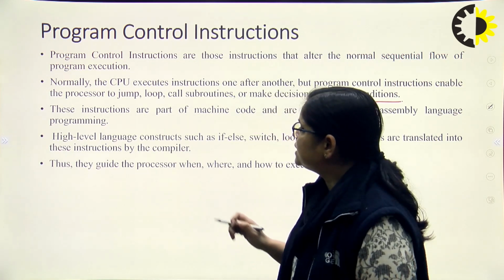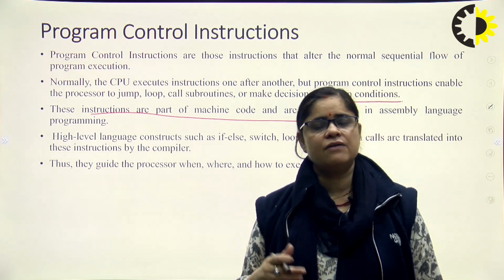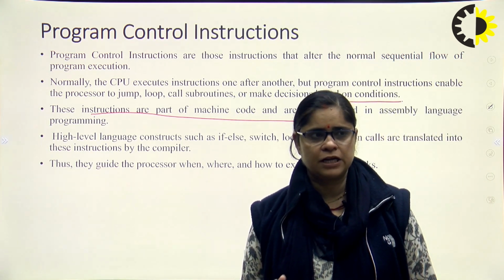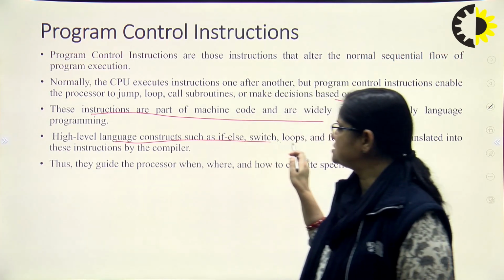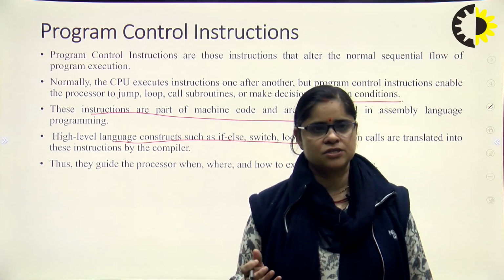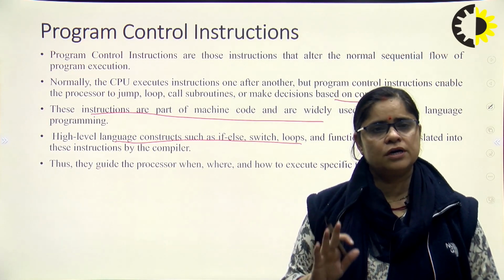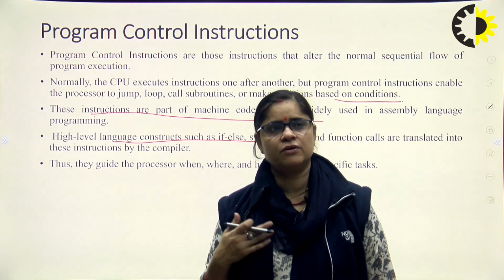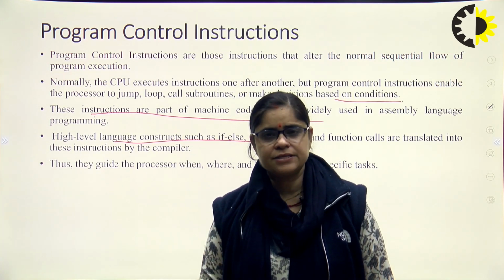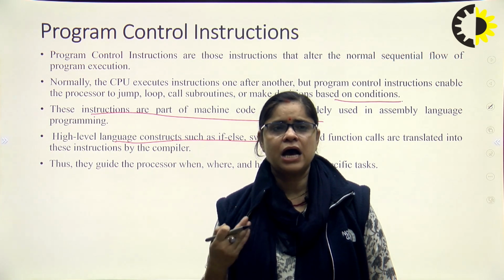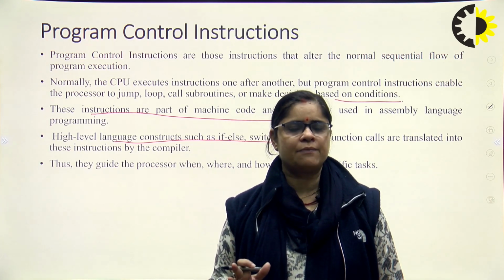Now, we can also say that these program control instructions are part of the machine code and are widely used in assembly language programming. Clear? Now, high level language constructs such as if else, switch, loops and function calls are translated into these instructions by the compiler. So in short, program control instructions guide the processor on when, where, and how to do a specific task, right? That is the work of the program control instruction.